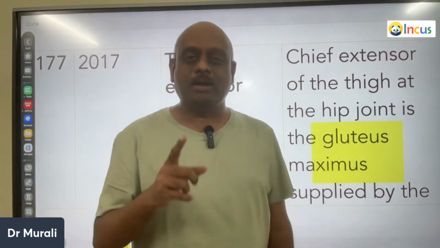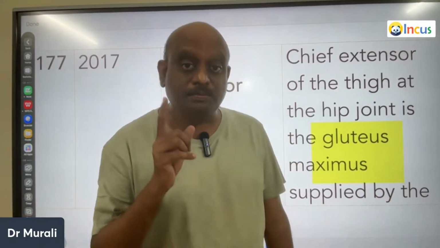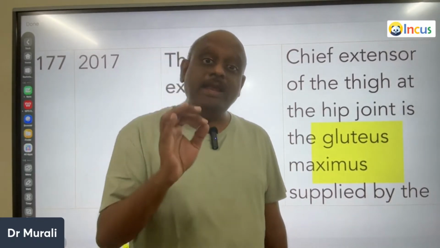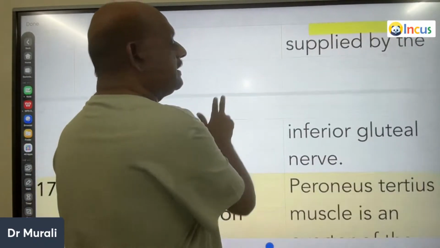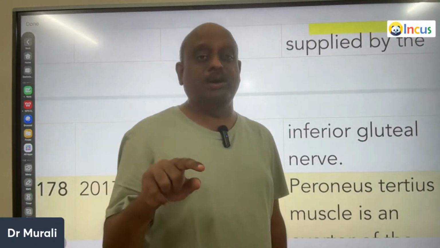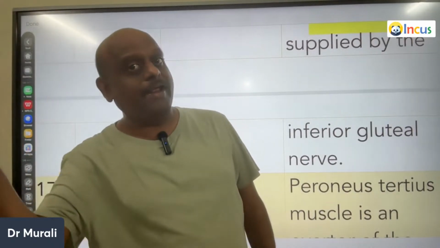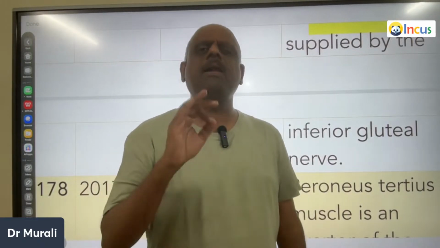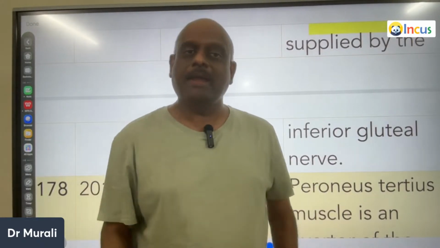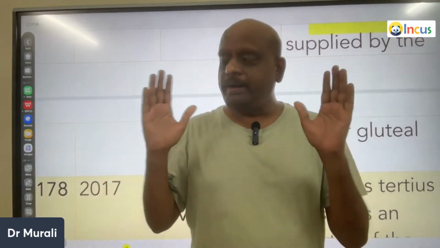You need to remember, gluteus medius and minimus are abductors of the hip, whereas the gluteus maximus is the chief extensor of the thigh. This gluteus maximus is supplied by the inferior gluteal nerve, whereas the gluteus medius and minimus are supplied by the superior gluteal nerve. You need to remember this emphatically in tomorrow's exam. So that's what I want to tell you.